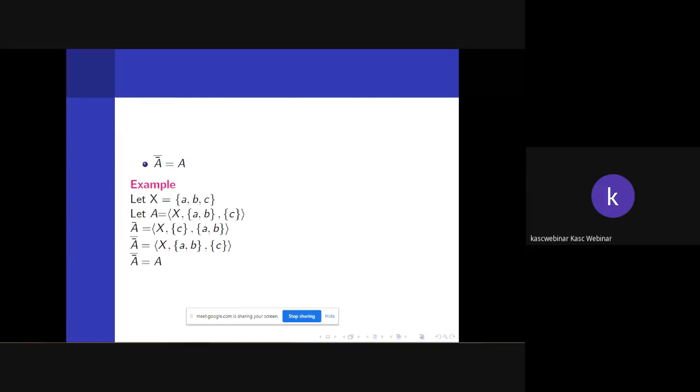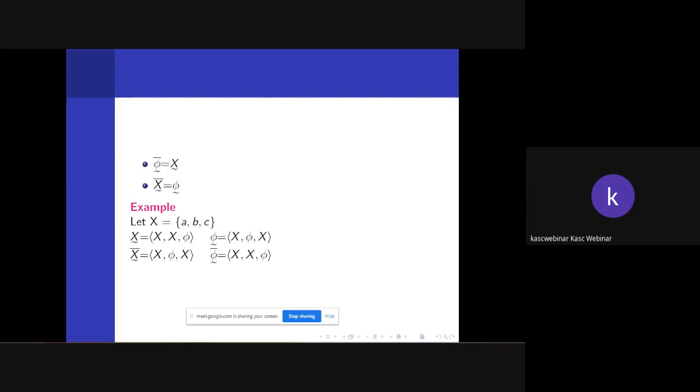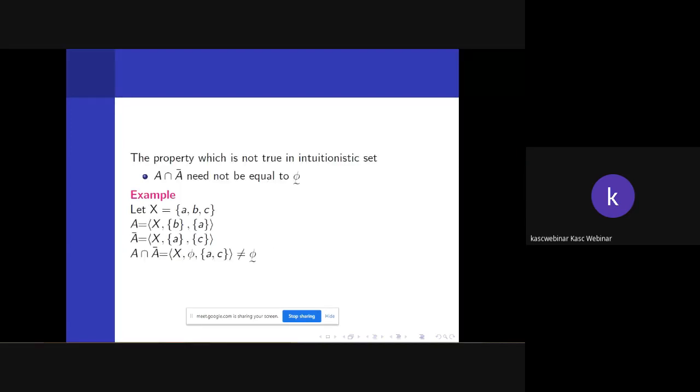The complement of A complement is equal to A. That is also true. If you take the complement of the null set and the whole set, that is also true. I told you some properties which are satisfied by the classical set are not satisfied here. This is one property which is not satisfied. We always knew that if there is a set A and its complement, the intersection will always be equal to the null set. But it is not true here. A intersection A complement need not be equal to the intuitionistic null set.